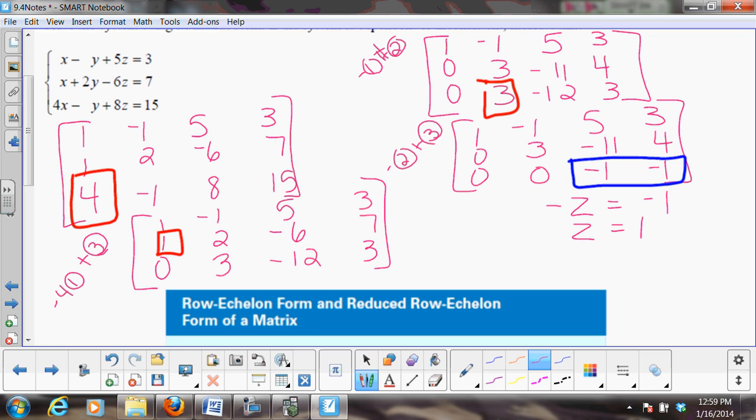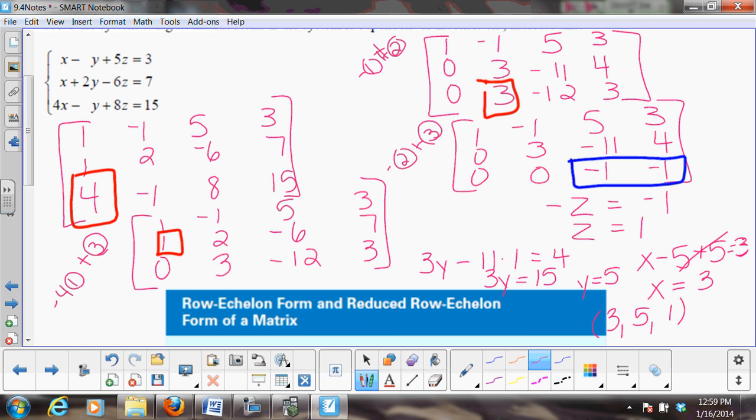Now I can back substitute. What the second row says is 3y minus 11 times my z, which is 1, equals 4. 3y is 15. y is 5. And then what the first row says is x minus y, which our y is 5, plus 5 times z, which is 1, equals 3. Those 5's go away, so x is 3. So the answer is 3, 5, 1. Which it does say, if this is dependent or inconsistent. Dependent, we are going to say, because there is actually an answer.